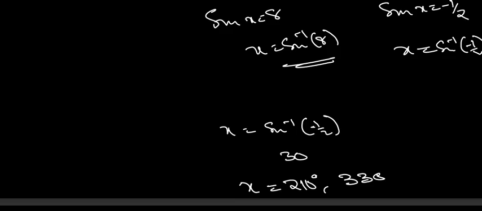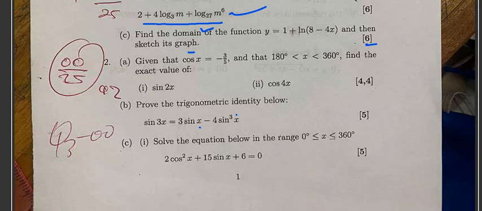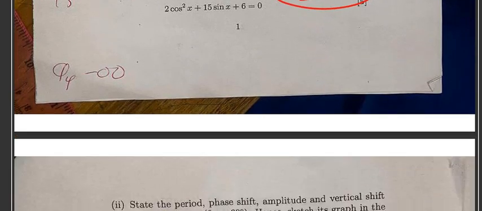You can change it to radians if they did, or no. The range was in domain, so leave it in. It was in degrees. The domain was in degrees. So leave the answers in degrees. That answers the first part.